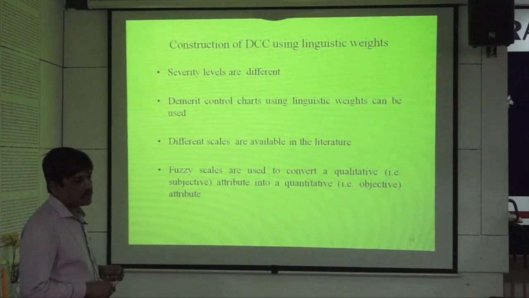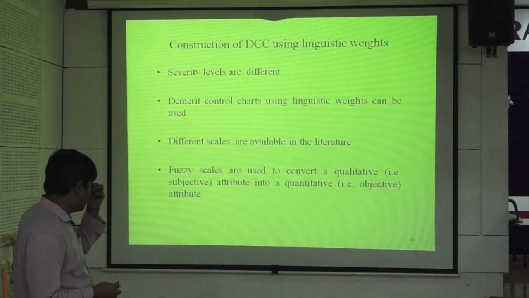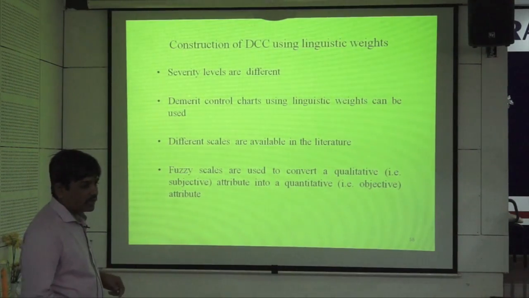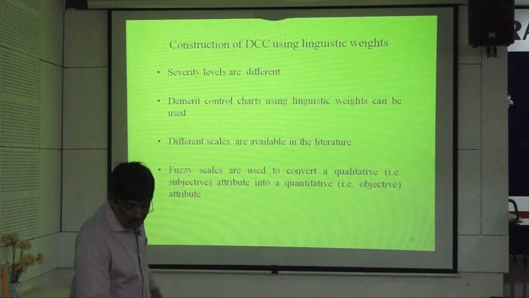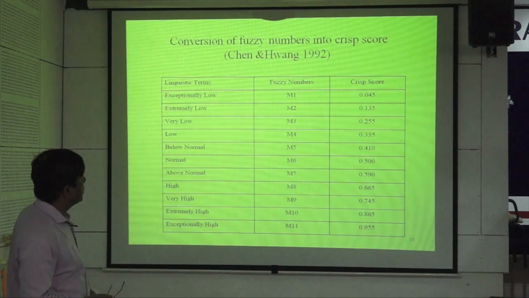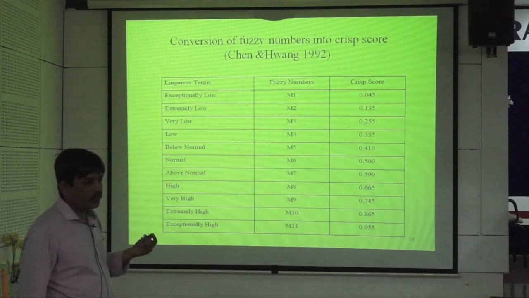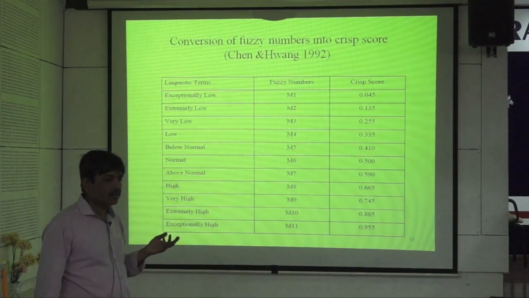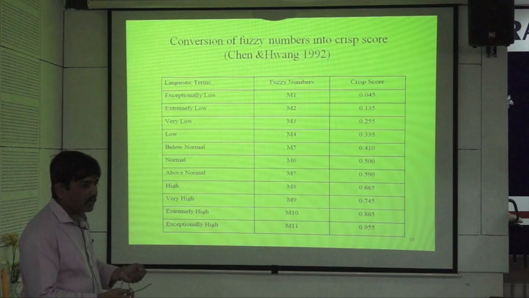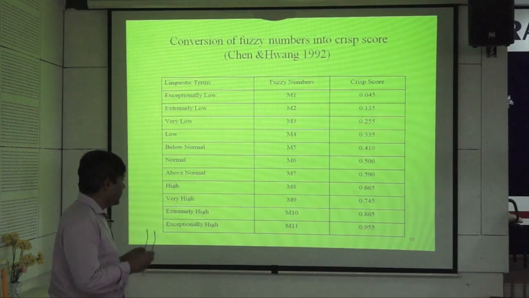This is basically a fuzzy approach, whereby we assign weights called linguistic weights. So we used fuzzy scales. There are different scales available in the literature, given by researchers, but we adopted the scale suggested by Chen and Meng in 1992. This is an 11-point scale. Different scales are available: 5-point, 7-point, 8-point. But we wanted to make the data more sensitive, to have more idea about the process, so we went for this 11-point scale.